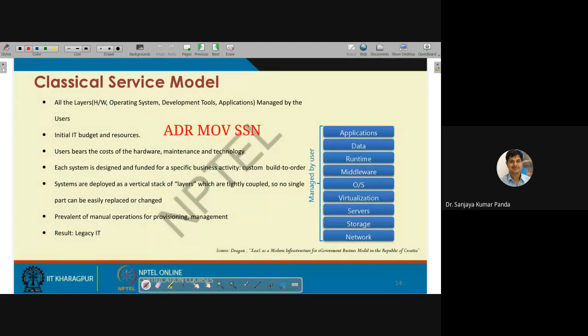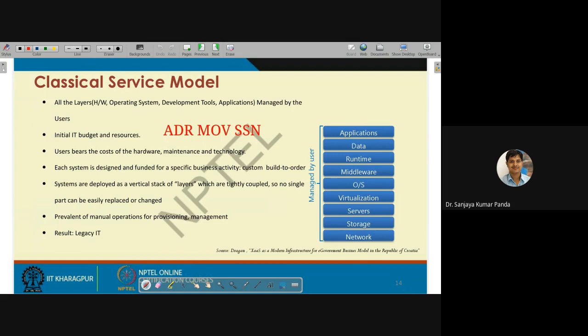Now, if you go for a classical service, like if you compare with a dumb terminal, in case of a dumb terminal, all the responsibilities are handled by that terminal. You cannot segregate IaaS, PaaS, and SaaS. So all the layers, hardware, you can say IaaS, operating system and development tools, you can say platform as a service, application, you can say software as a service. It is managed by the user only. If any problem happens, then it will be solved by the user itself.